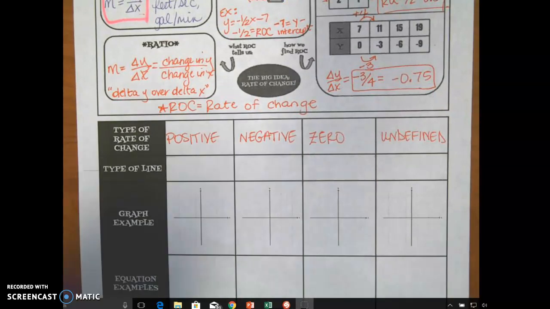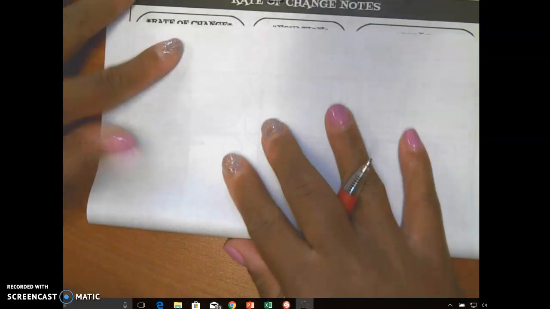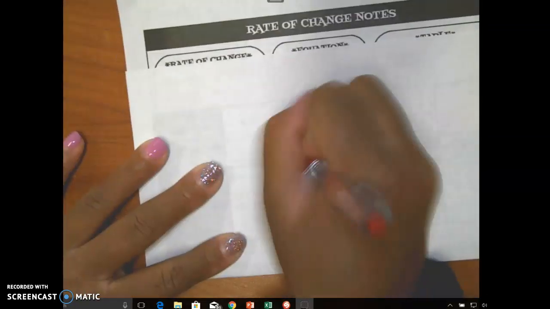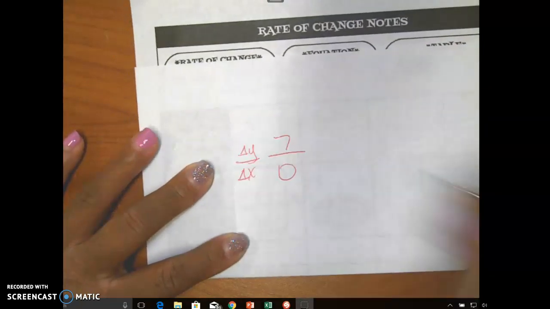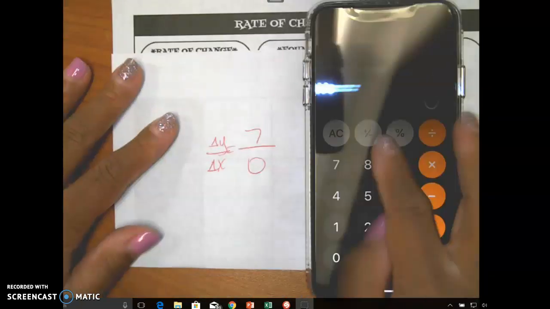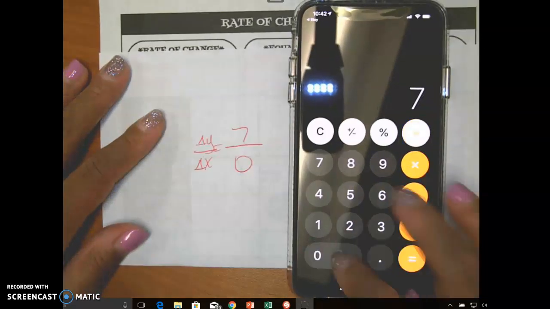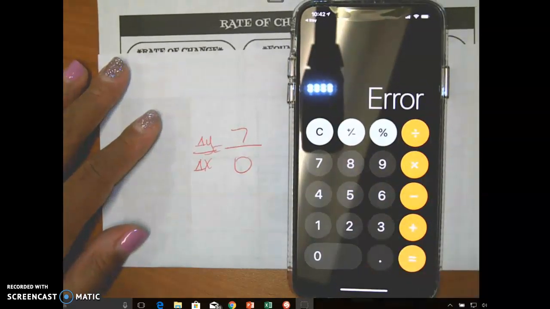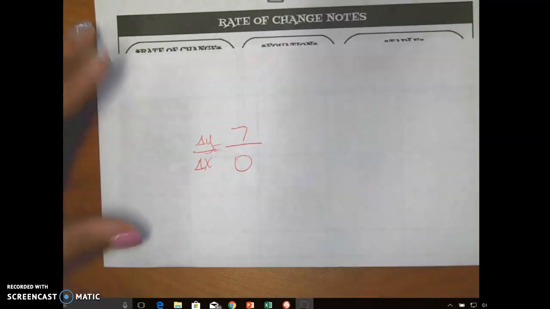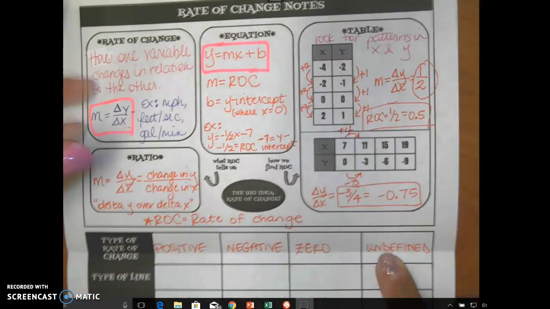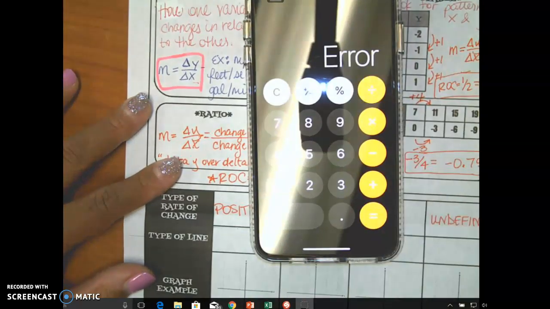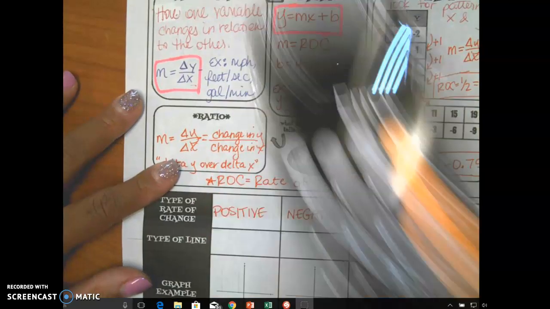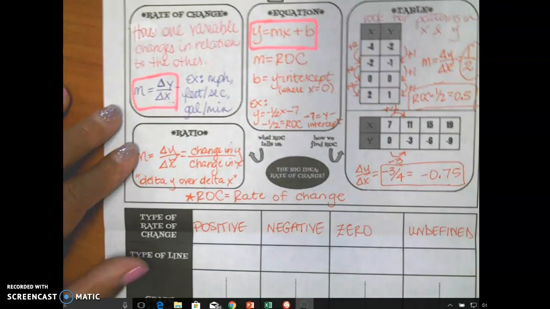So, for example, if I have 7 over 0, that means my delta y is 7 and my delta x is 0. Then if I try and divide that, 7 divided by 0 is going to give me an error. I cannot divide by 0, ever. So that's why it says undefined. Still an error. I'm glad I checked it to prove myself either wrong or right. Okay?